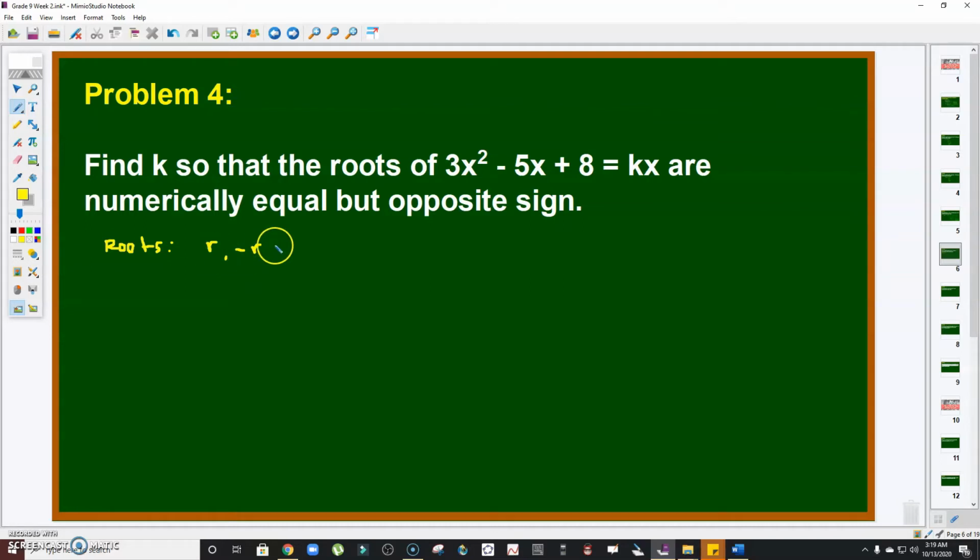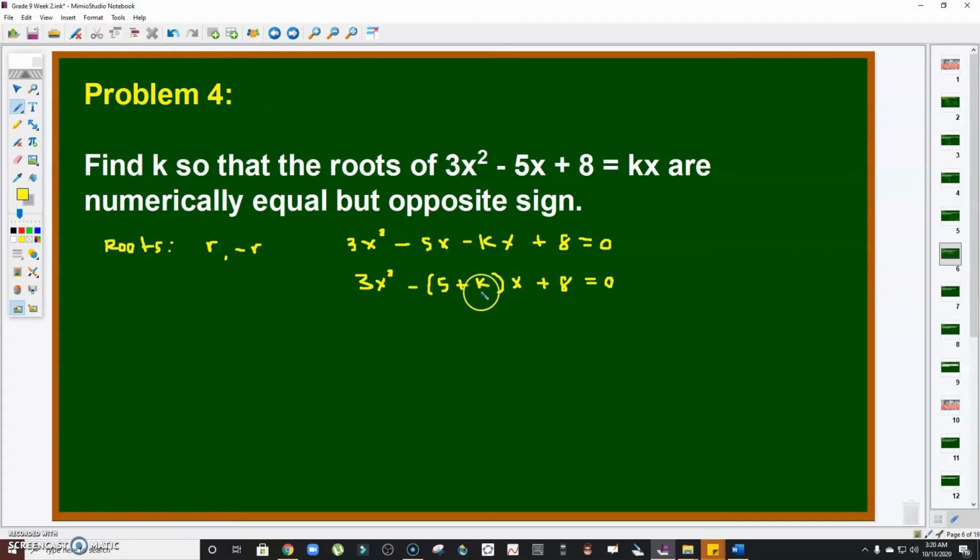Clear? Okay, now, what can we get from here? Ang kailangan natin ay k. Okay, so I need to convert this equation to 0. Equate ko kay 0. So that is negative 5x minus kx plus 8 equals 0. So I need to fix this. So that is 3x squared, factor out ko yung negative x. Alright? So what will be left is 5 plus kx plus 8 equals 0. See that? Okay, now, anong pwede natin gamitin?